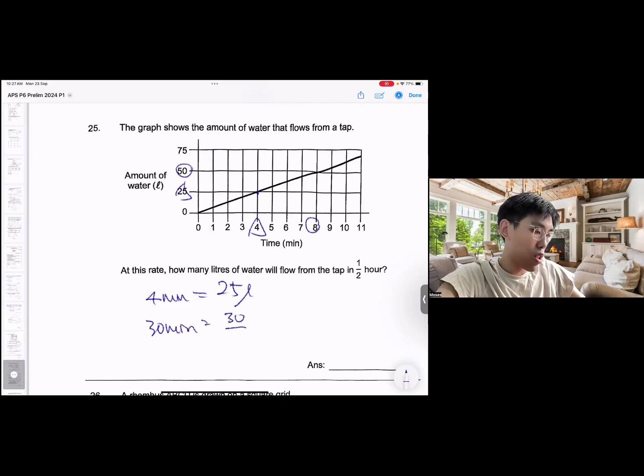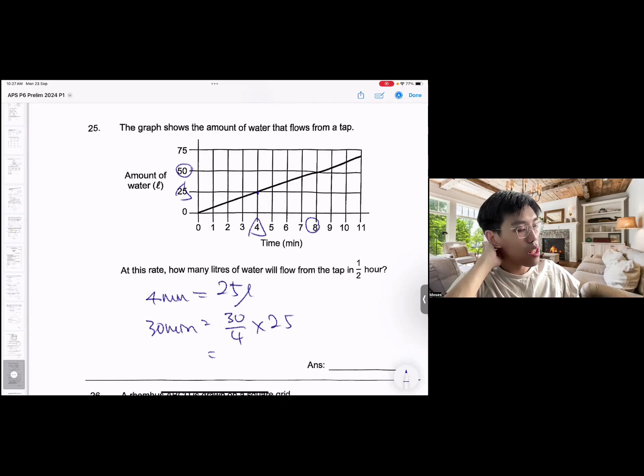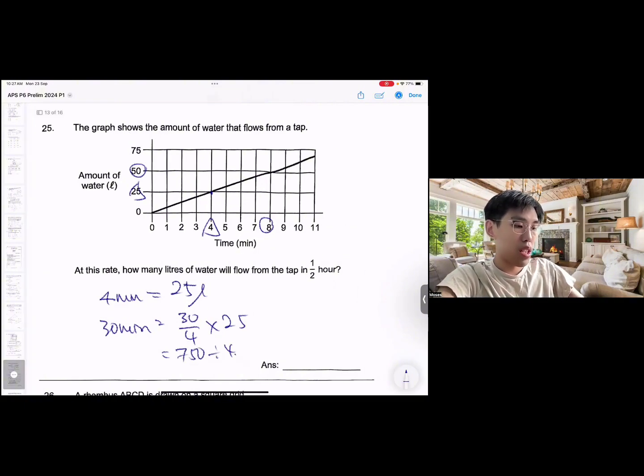So straightforward, we can do this L method. So this one, 30 over 4 is 7.5. How do we do this? So we can do manual working now. Okay, so it's 750 divided by 4. If I do a quick working here, 750 divided by 4 is 1, then 8, and then 187.5. So in 30 minutes, it'll be 187.5 liters.